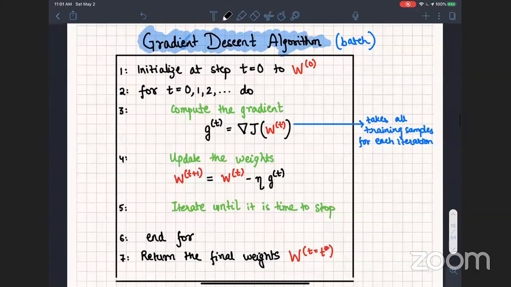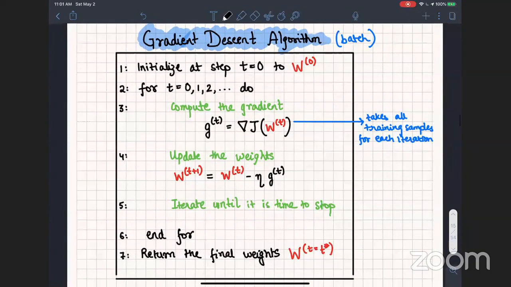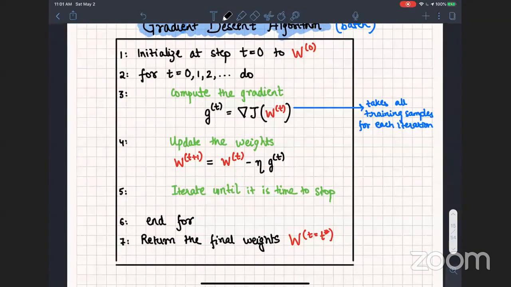So that means this effect of sigma 1 over n is now here. So you have to do step 3, where you calculate this gradient over all data points. Step 4 is our update step, where W for the next iteration would be WT minus step size times GT. And we iterate until it is time to stop, right?